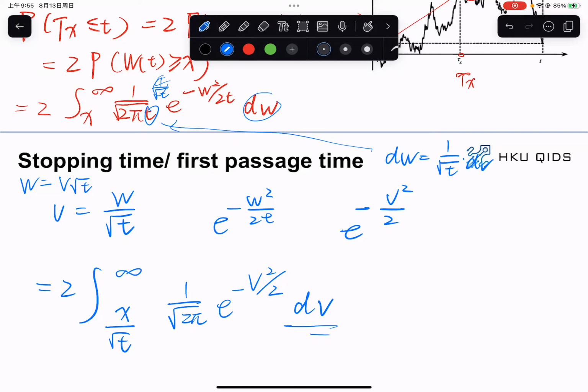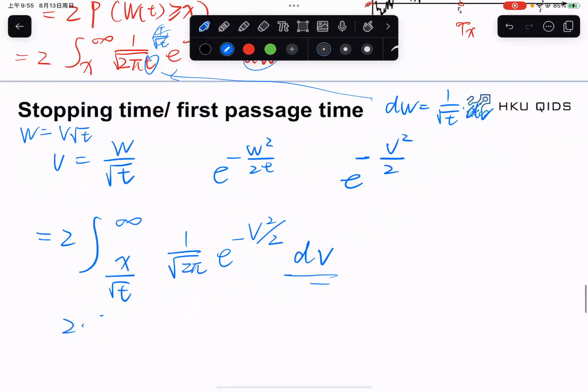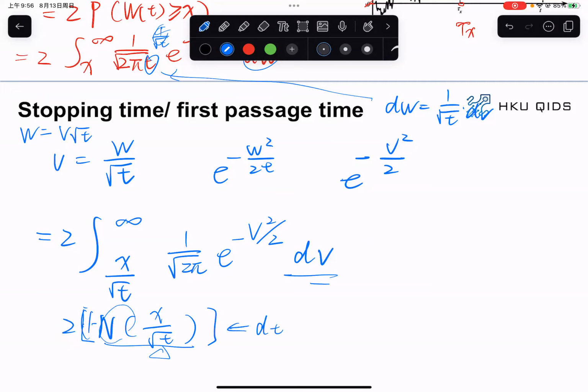And for this, it is easier for us to solve. It is just 2 multiplied by the normal distribution of x over square root t, right? 2 times 1 minus this thing. This means the corresponding normal distribution value at this point, okay? And we are going to also take the derivative of this with respect to t, okay?